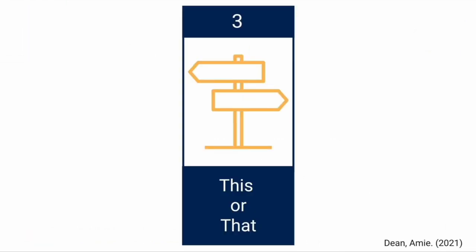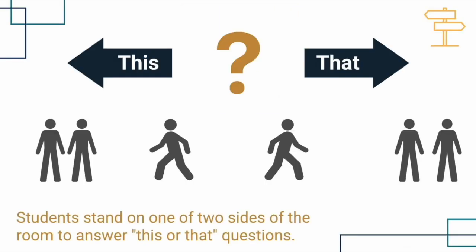The next strategy is called This or That. With this strategy, you designate 2 different sides of the classroom, could be the right and the left or the front and the back. Then you pose a question to the class with 2 response options. They move to the designated side of the room to present their answer to that question.